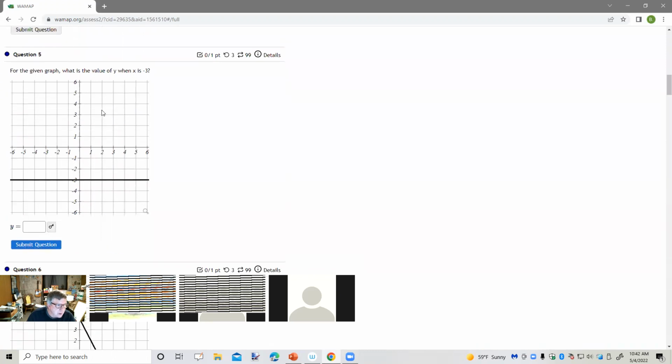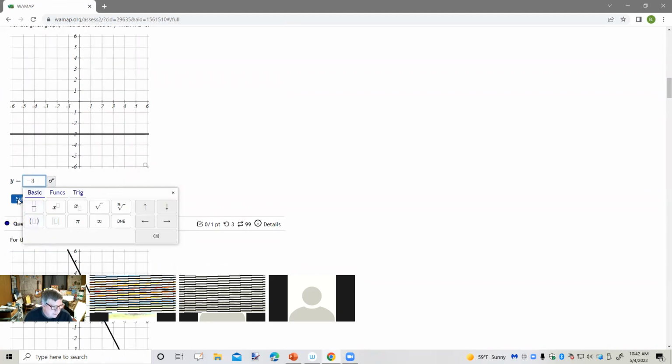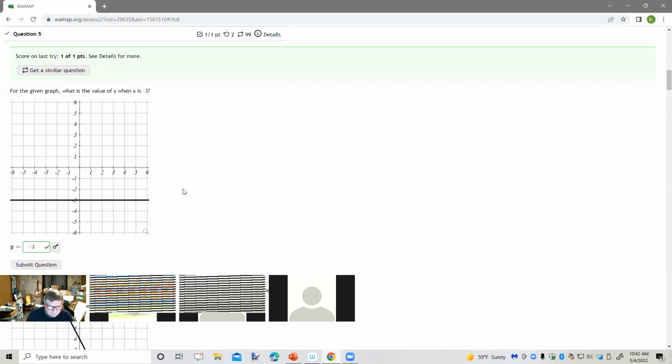Let's do one more of these. For the given graph, what is the value of y when x is -3? x is -3 is right here. Okay. What's the corresponding y value right there? -3. You okay with those? Any questions there?